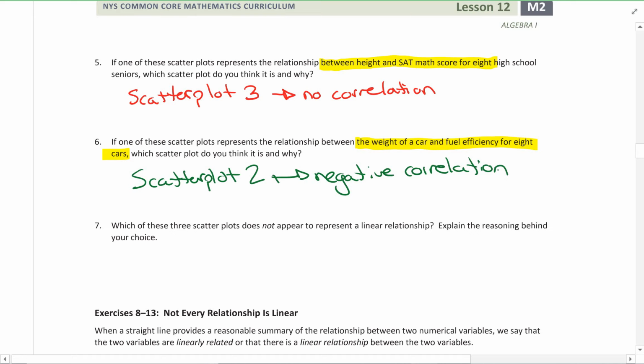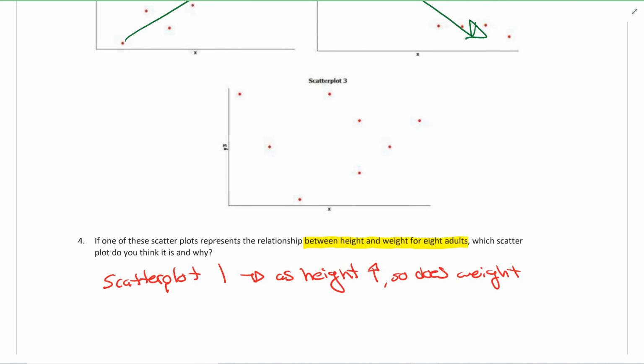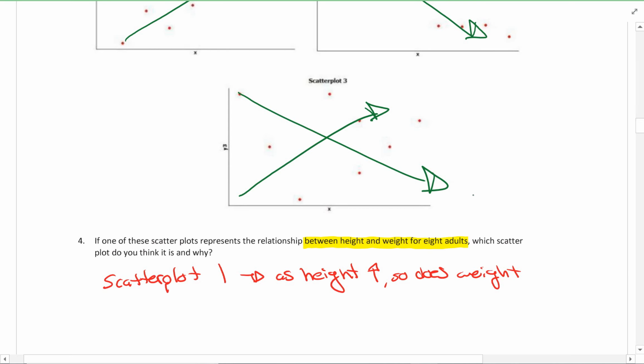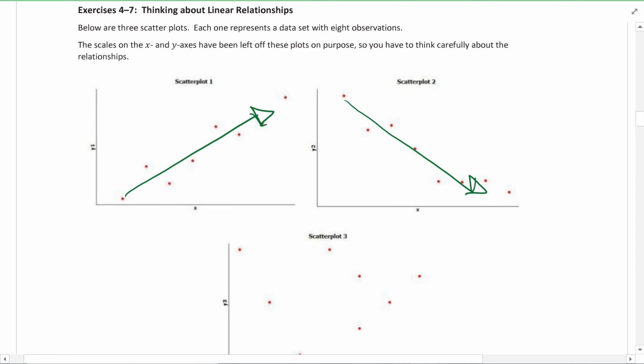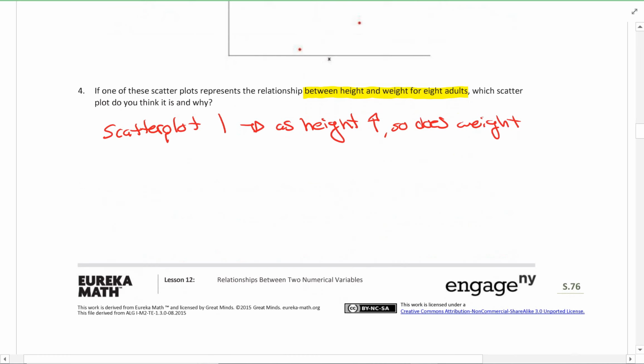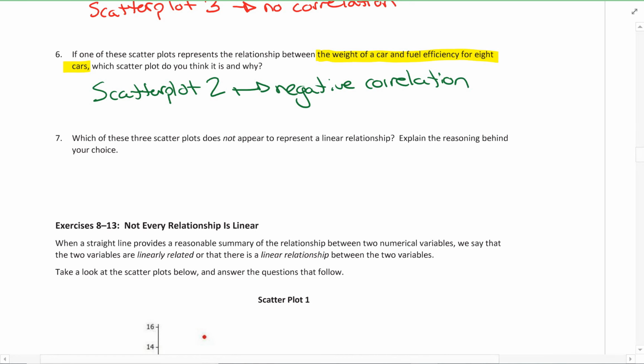Which of these 3 scatter plots does not appear to represent a linear relationship? Explain the reasoning behind your choice. We already answered this in number 5. We said scatter plot 3 because there is no correlation. We can't fit a line to this. If I have a line that goes like this, that doesn't really follow the pattern. If I have a line that goes like this, it doesn't really follow the pattern. So both these lines would not work. Again, here it's clear. This is clearly going up for scatter plot 1, and it's clearly going down for scatter plot 2. So again, scatter plot 3, there is no correlation, thus it doesn't represent a linear relationship.